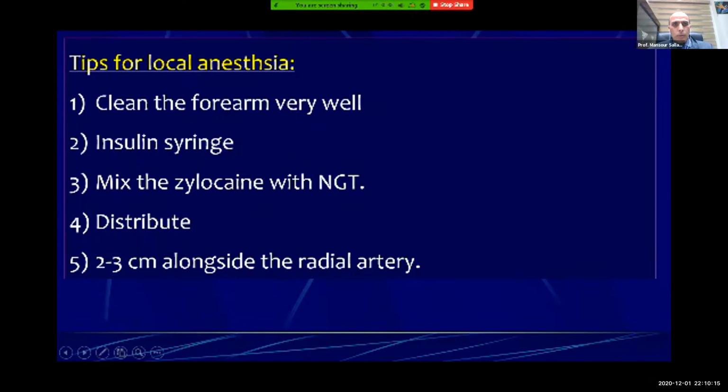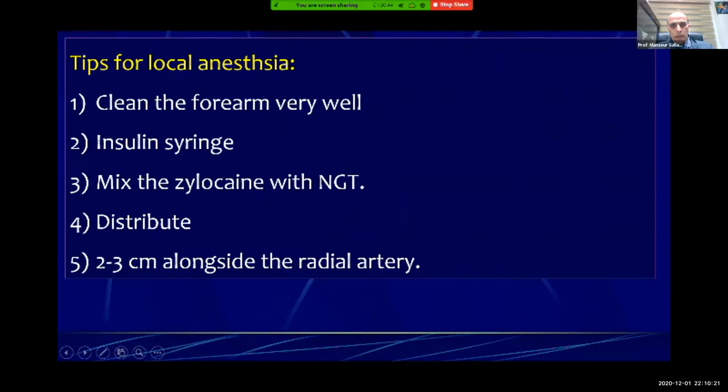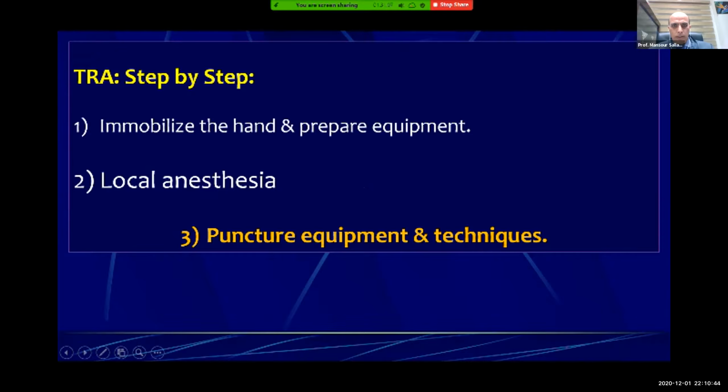Okay. So the tips for local anesthesia: clean the forearm very well, just to avoid any betadine inside the sheath or the artery. Use an insulin syringe, as I use right now, 25 gauge, for better comfort of the patient. Mix the lidocaine with the nitroglycerin for radial artery dilatation. Distribute it well. And usually I do anesthesia 2 to 3 centimeters alongside the radial artery.